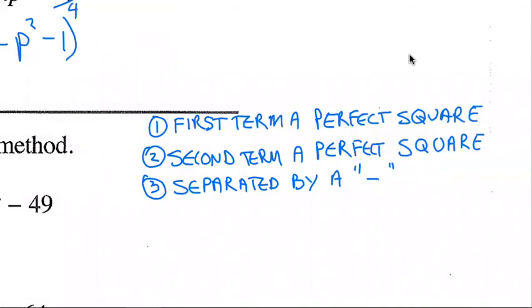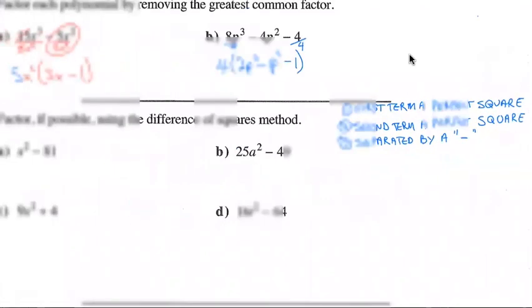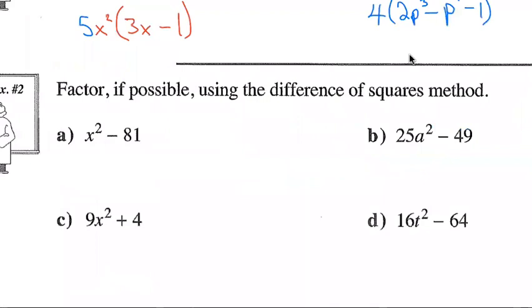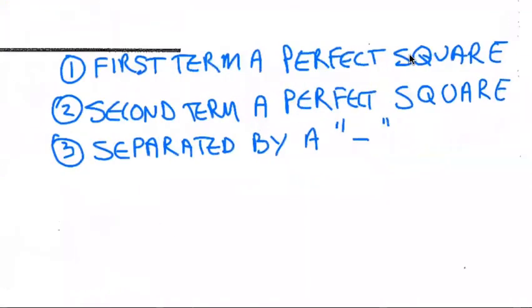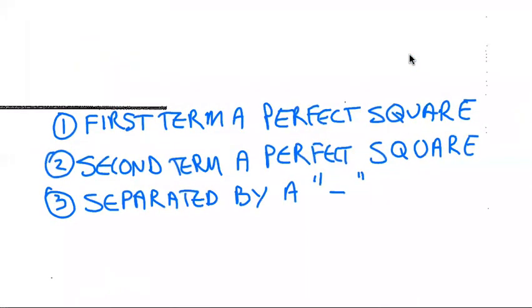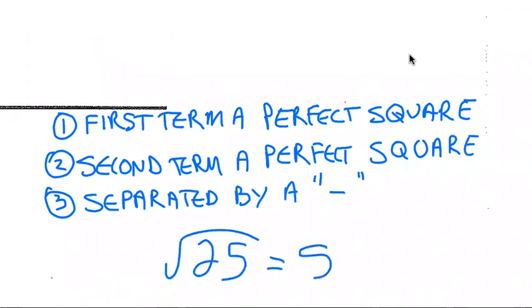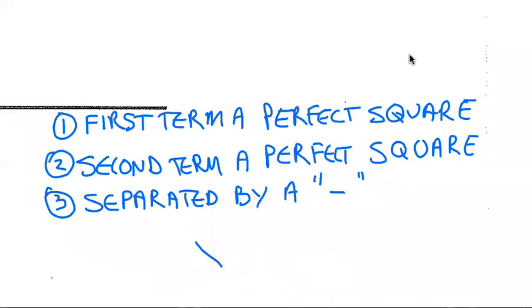So these are 3 questions you ask yourself if you're trying to determine whether a binomial, remember, it can only be a binomial if it's going to be difference of squares. Okay, so the questions you ask yourself: is the first term a perfect square? For example, 25 is a perfect square because the square root of 25 is equal to 5, right? So you can do that with variables too. Is x squared a perfect square? Well, yes, it is, because the square root of x squared is x.